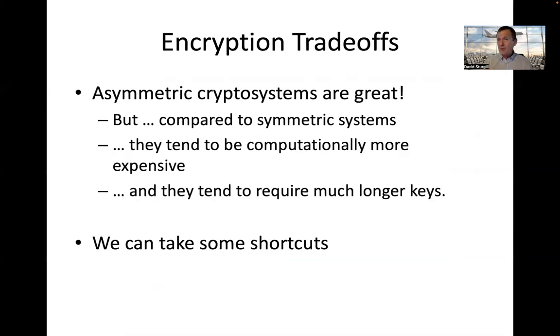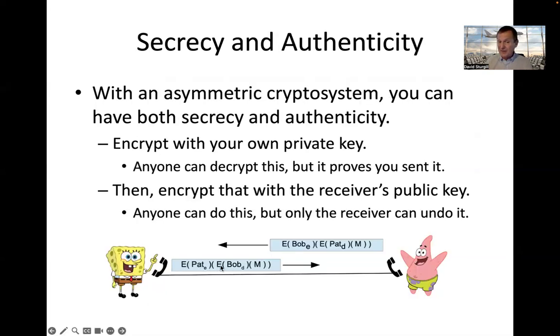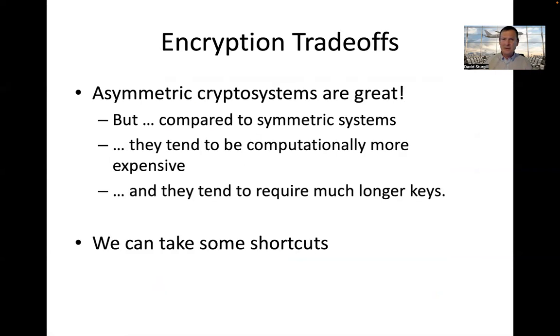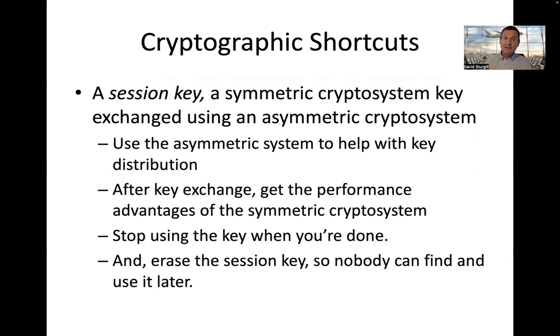But almost no one does that, at least not for message after message after message. The reason is asymmetric crypto systems tend to be kind of expensive. So backing up to this slide, every time I send a message, looks like I have to encrypt it twice using an encryption algorithm that's kind of expensive. What could I do that's a little bit cheaper?